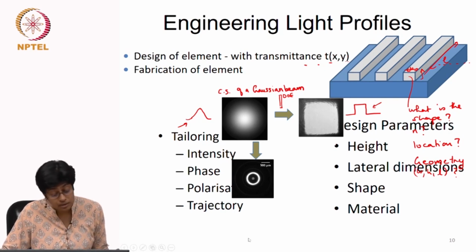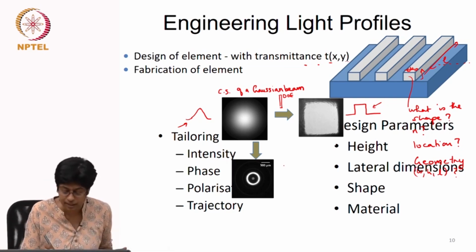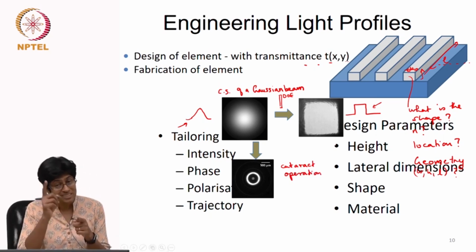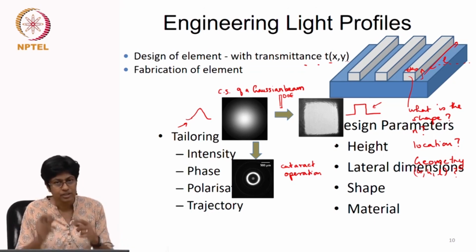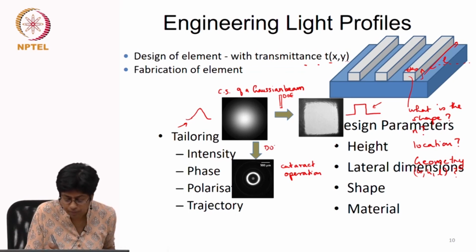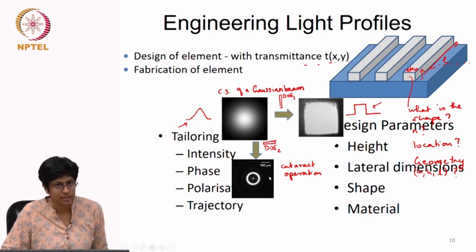I could convert this into a ring of light. For example, if we are doing a cataract operation, the surgeon needs to make a circular incision to remove the lens, the eye lens. Now, why heat up the entire region to make a circular incision? You could just use a ring of light. And so, you could use another diffractive optical element that would convert the incident Gaussian beam into a ring of light.